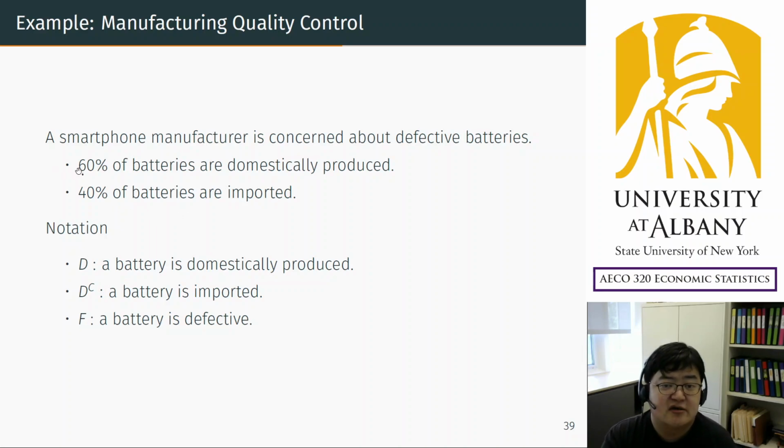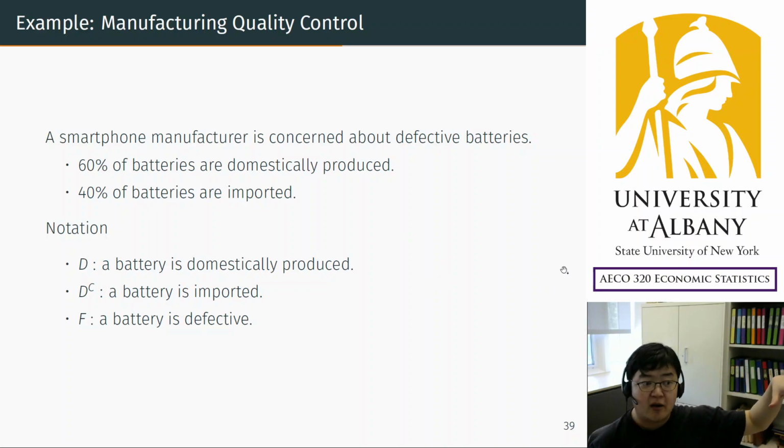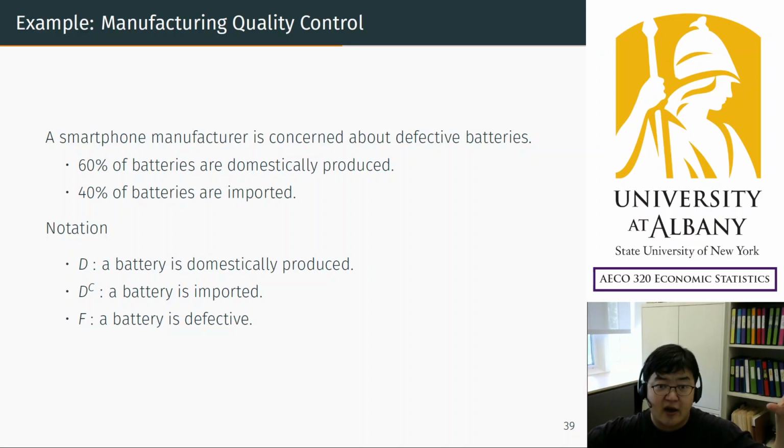And first, as a quality control manager, you know that there are two battery suppliers. One is a domestic supplier, and the other is a foreign supplier. You receive batteries from the two suppliers, and their ratio is given this way. So 60% of batteries are coming from domestic factories, and 40% are coming from foreign factories.